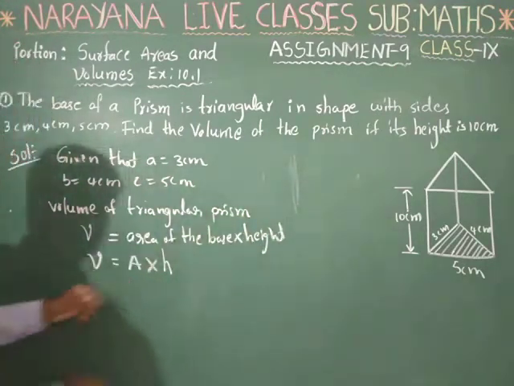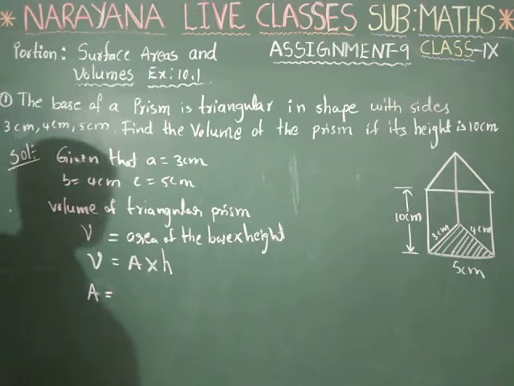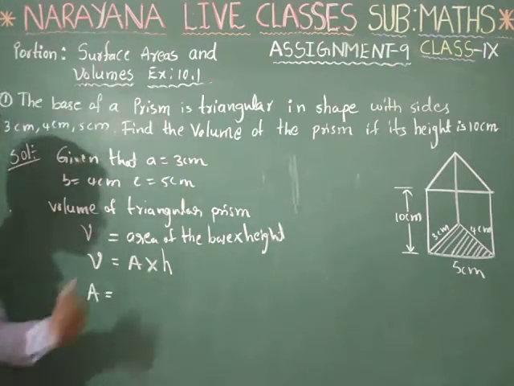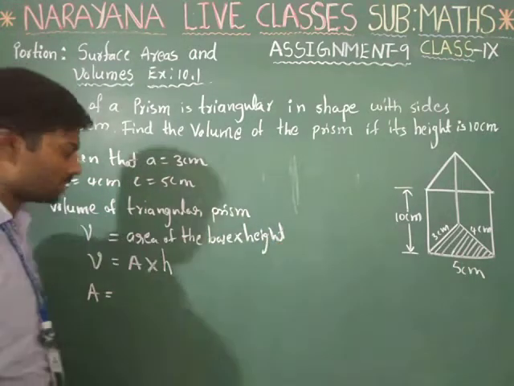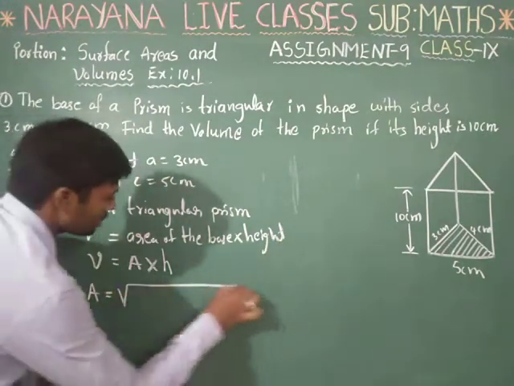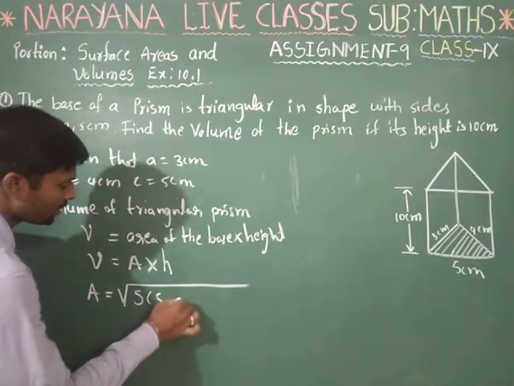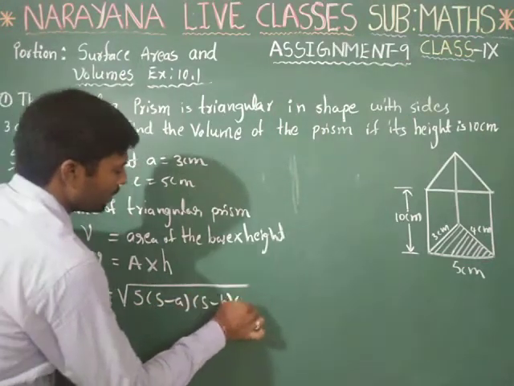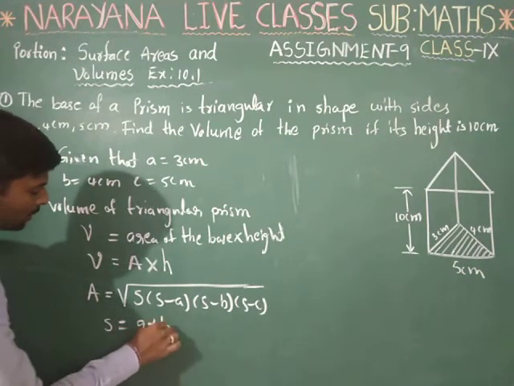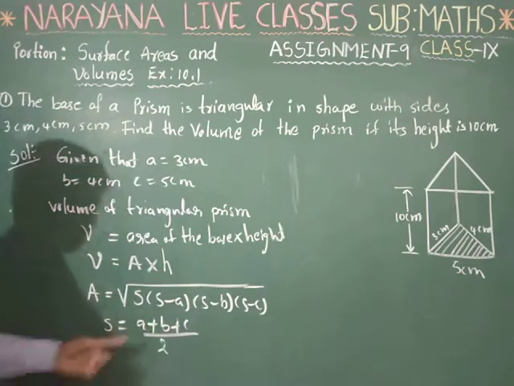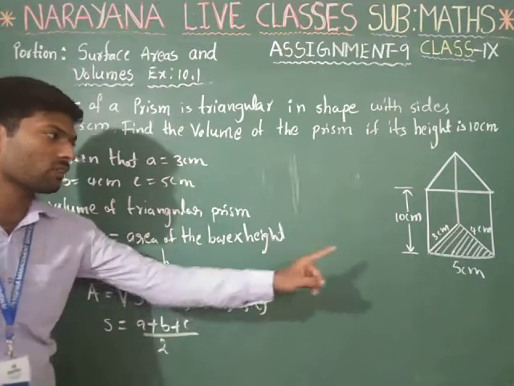the triangular prism, where A is the area of the base. If we want to find A, this can be obtained from Heron's formula. How to find the area of the given triangle? This can be found by Heron's formula, that is square root of S into S minus A into S minus B into S minus C, where S is equal to A plus B plus C by 2, and A, B, C are the sides of the triangle.